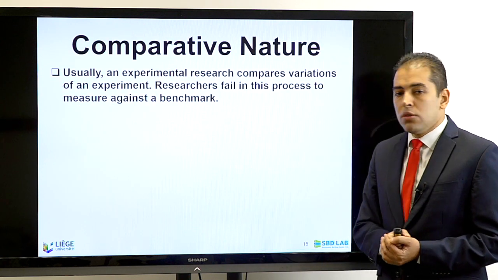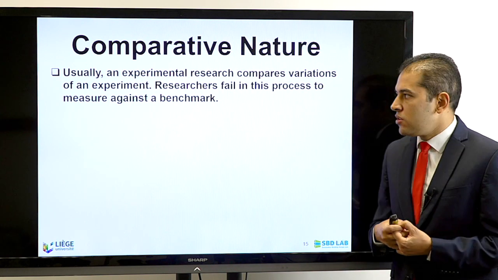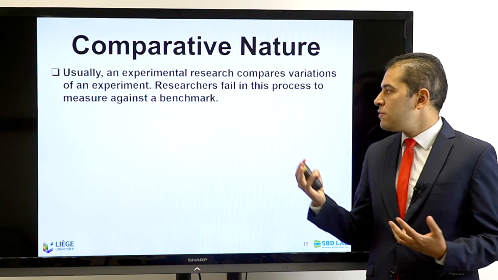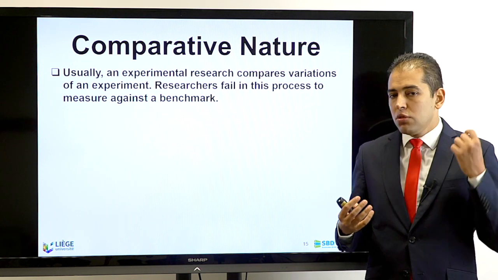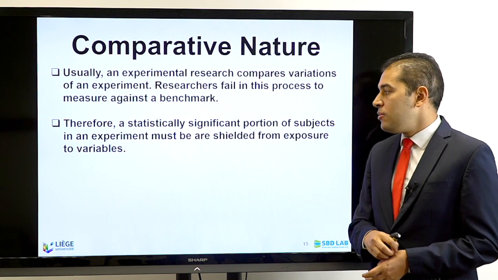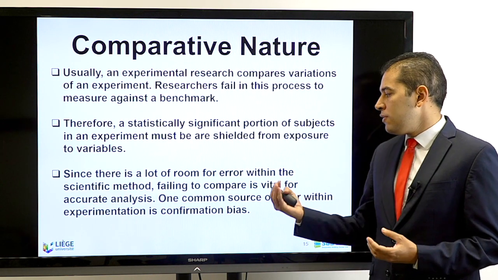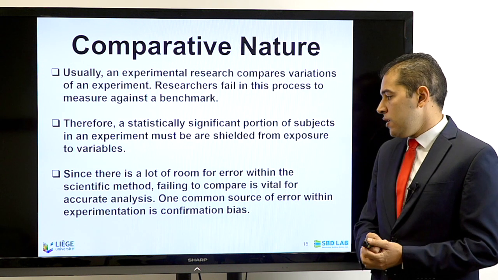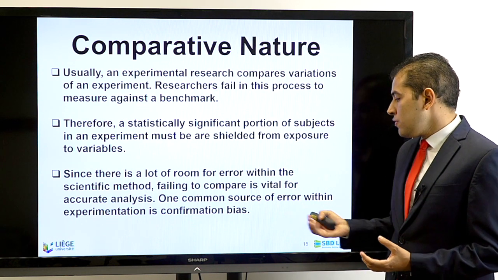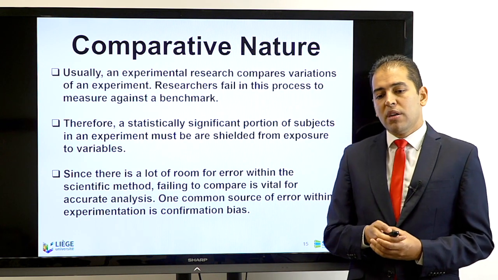What is also very important to take into account when we talk about planning and controlling our experiment is the comparative nature of experimental research. Usually an experimental research compares variations of an experiment, and researchers in many cases fail in this process to measure against a benchmark. So the benchmark concept is very important. Therefore, a statistically significant portion of subjects in an experiment must be shielded from exposure to variables. And since there is a lot of room for error within scientific methods, failing to compare is vital for accurate analysis. One common source of error within experimentation is the confirmation bias, as we mentioned. So it's very important to be aware of these things.